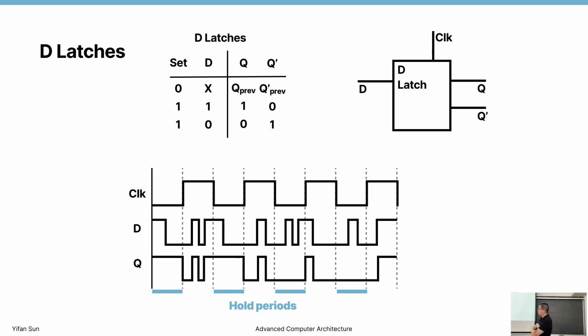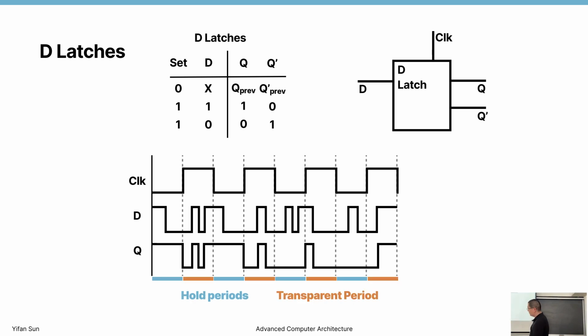When the clock signal is 0, we are in the hold period. In the hold period, it basically means the Q value will not change. Let's assume it starts from high, then you can see during this hold period, the Q value will never change. Whatever it starts with stays there, right? Then during the other half of the cycle, we call it the transparent period. Transparent period means Q equals D. So when D changes, Q will change, as if they're connected through wires.